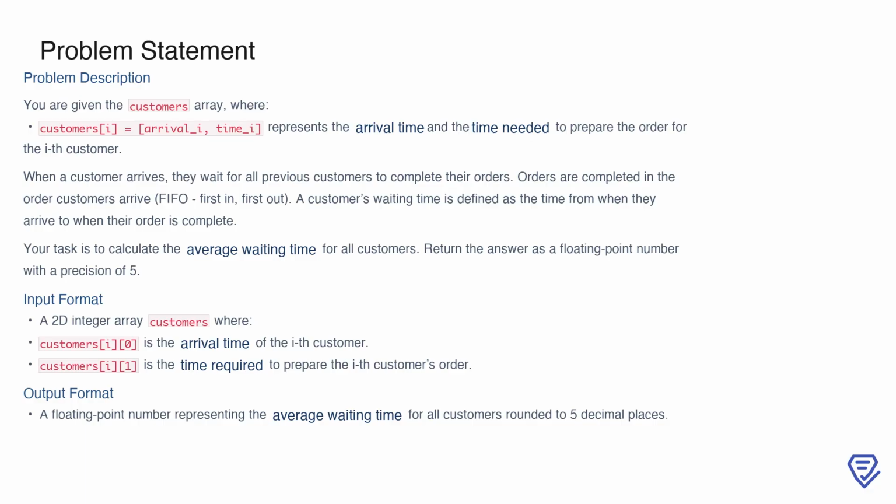The waiting time for a customer is defined as the difference between the time their order is completed and their arrival time. Our goal is to compute the average of these waiting times across all customers and return the result as a floating point number, rounded to 5 decimal places. The problem also specifies the input and output formats. The input is a 2D array, where each subarray represents a customer's arrival time and preparation time. The output is a single floating point number representing the average waiting time.